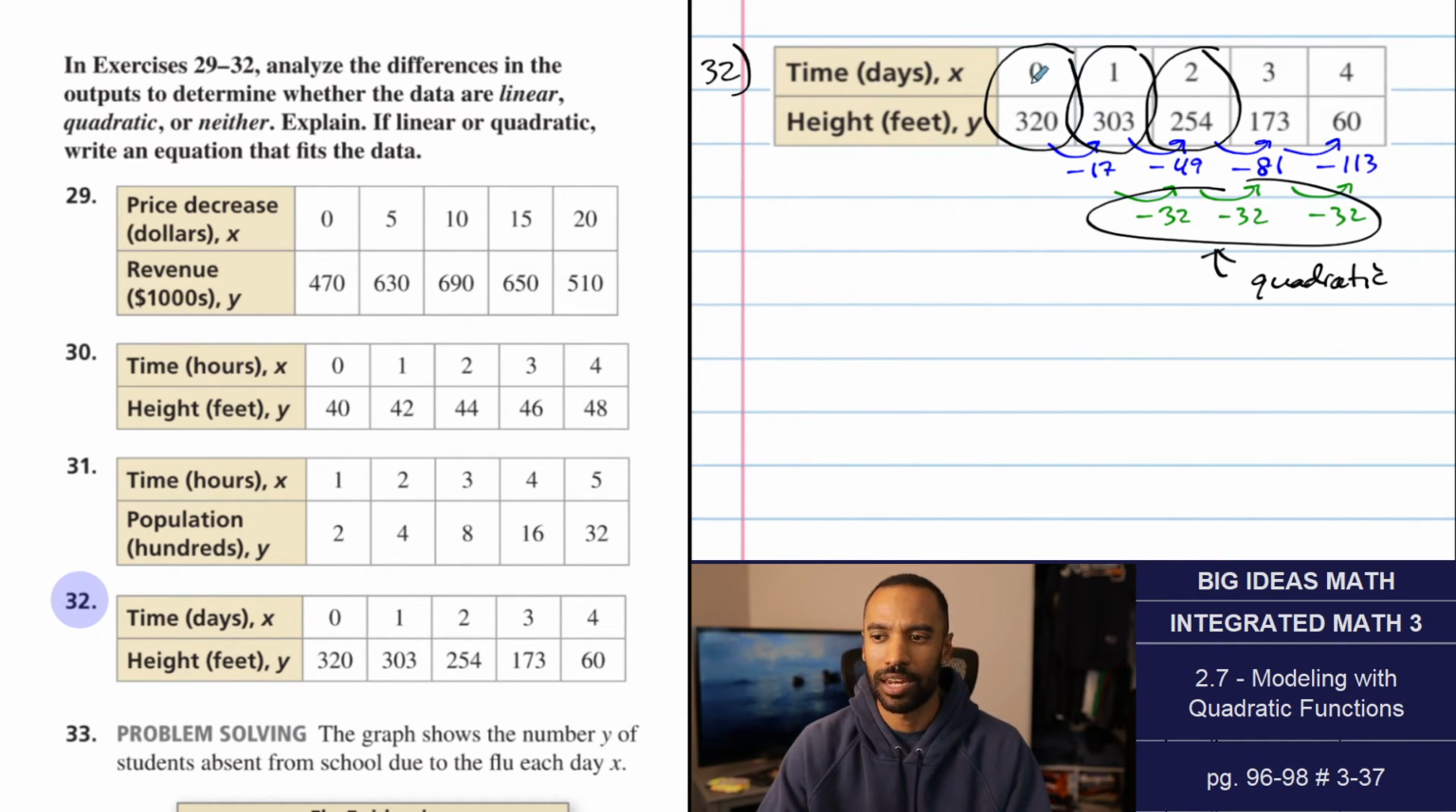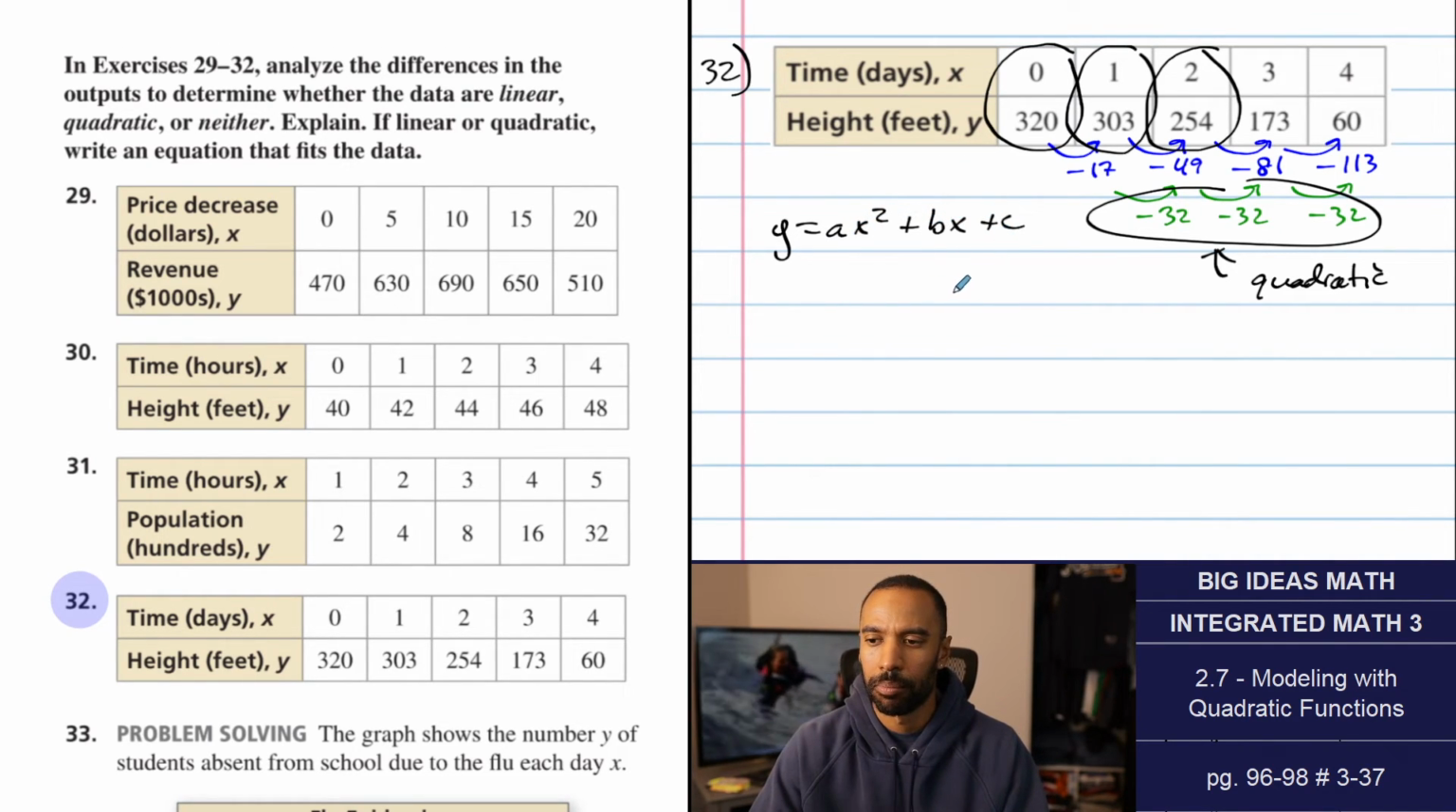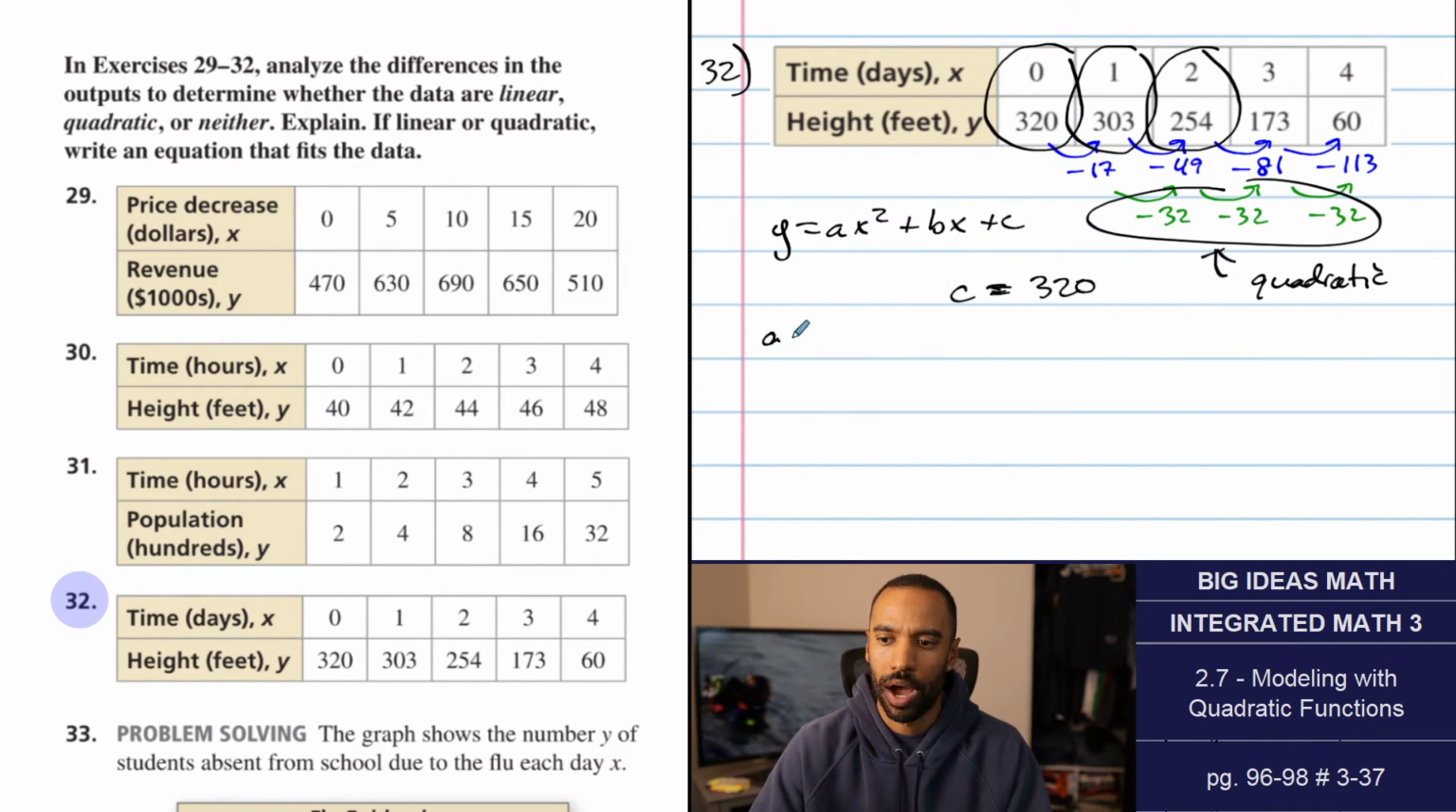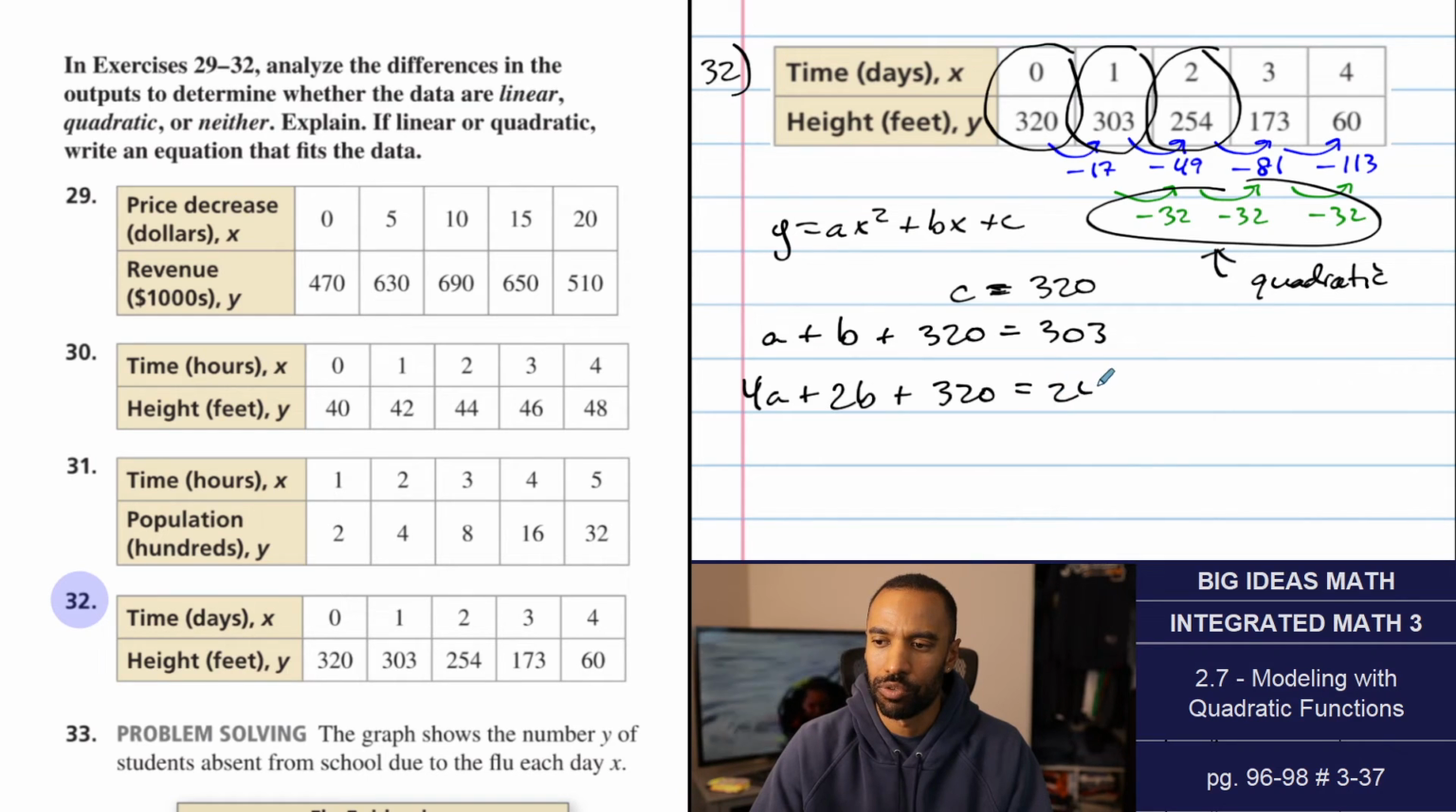So this is one of those, again, 0 squared. Again, I'm going to write this out. I think it's as helpful for me as it is for you. But 0 squared times a plus 0b plus c equals 320. And now that we know c is 320, again, I'll substitute into these. 1a plus 1b plus c equals 303. And then 2 squared a plus 2b plus c equals 254.